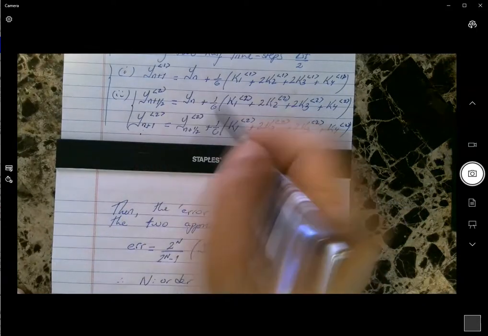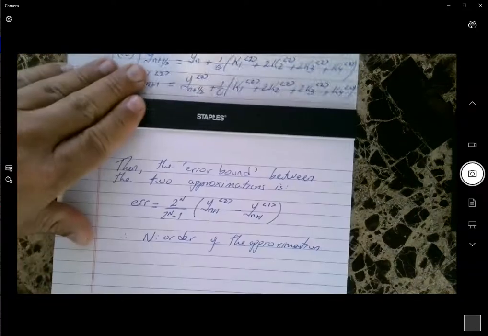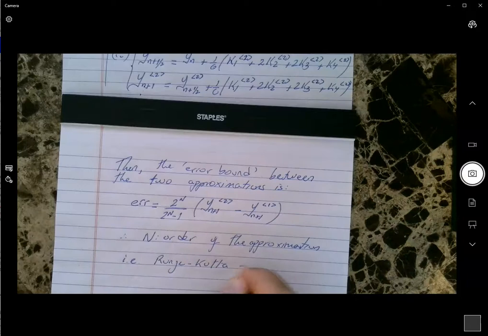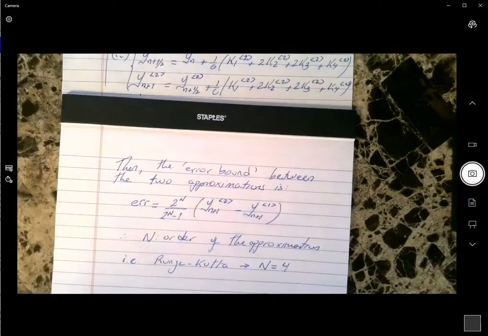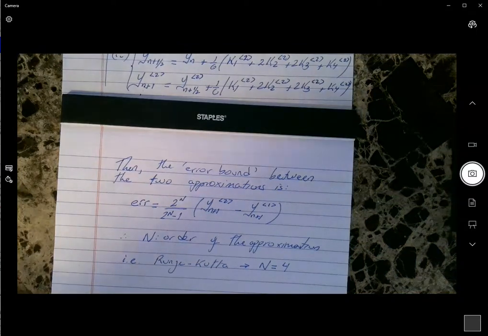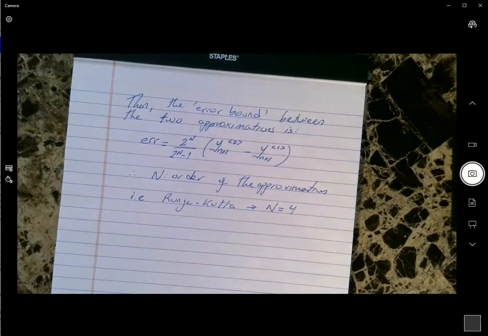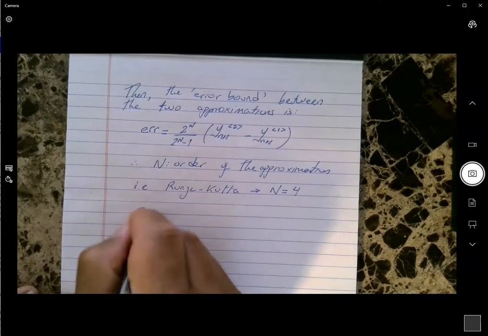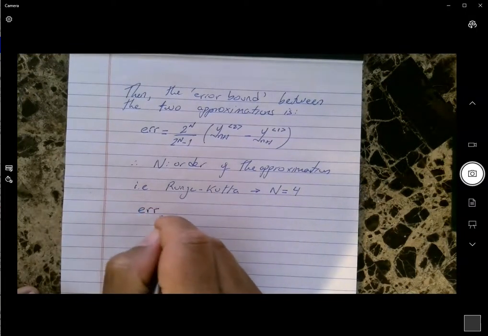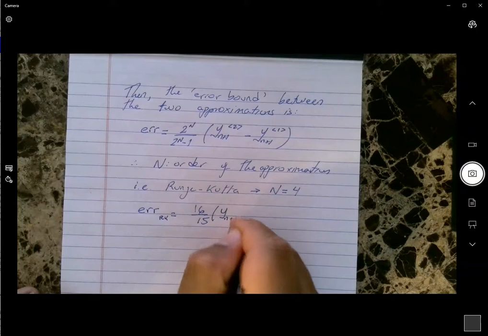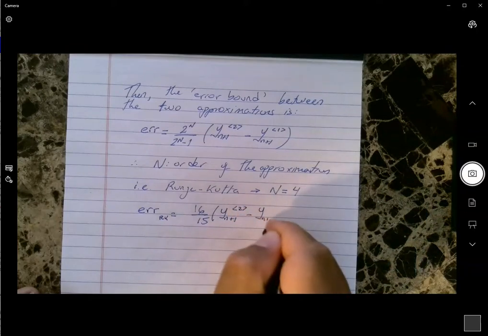And in this case, I use a Runge-Kutta method to get me to the approximation. So in the case of Runge-Kutta, n is equal to 4. The Runge-Kutta method is order delta t to the 4th accurate. So if that's the case, then for the Runge-Kutta implementation, the error will be equal to 16/15 of y n plus 1 minus y n plus 1 method 1.